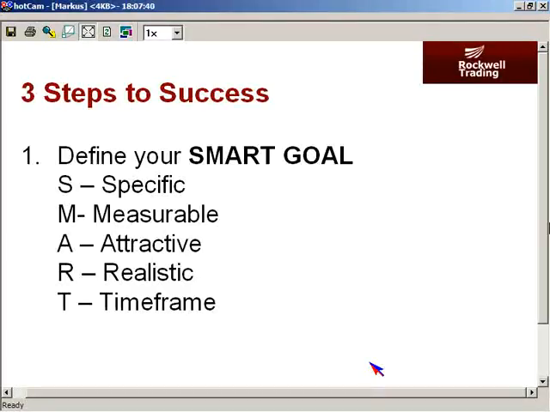Is this specific? Absolutely. We have a dollar amount here. Is this measurable? Sure. Look at your account balance at the beginning of the month and at the end of the month, and you'll know whether you have achieved your goal or not. Is it attractive? Well, it depends on you. If $5,000 is attractive, if $10,000 is attractive, $20,000 is attractive, you define it. Is it realistic? Well, this is where it helps if you talk to a professional trader and say, listen, this is the account size that I have. This is the risk that I'm willing to take. Do you think it is realistic to achieve this goal?